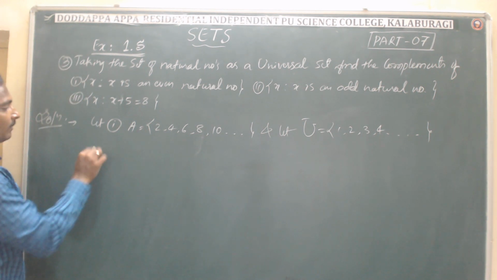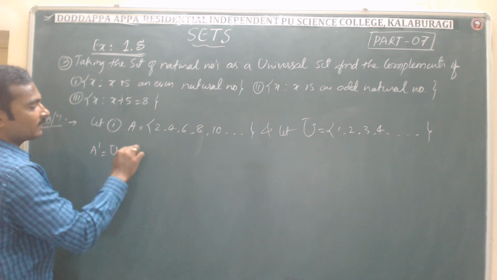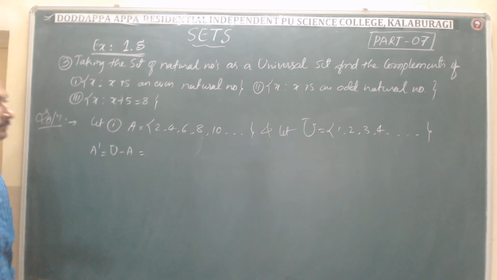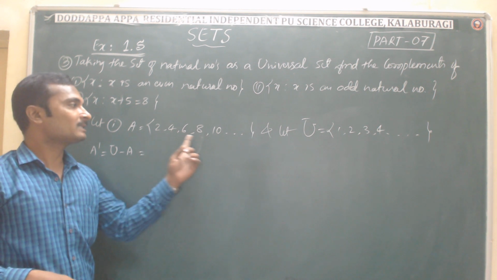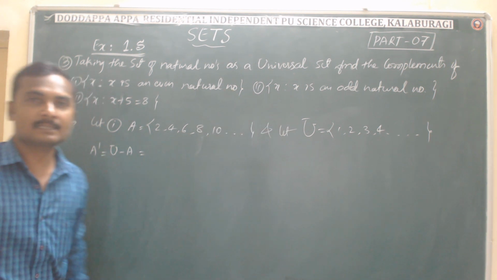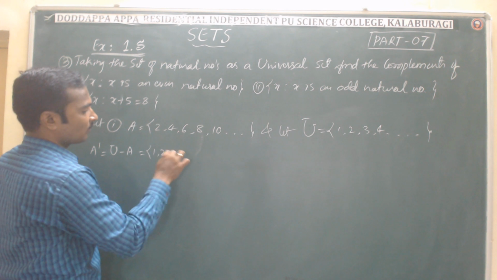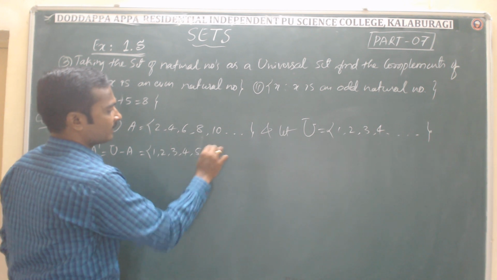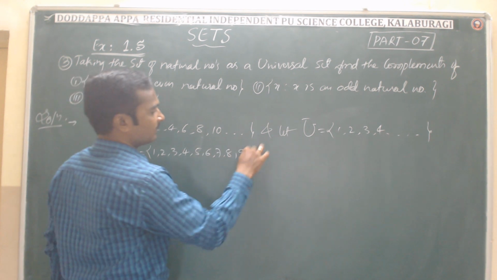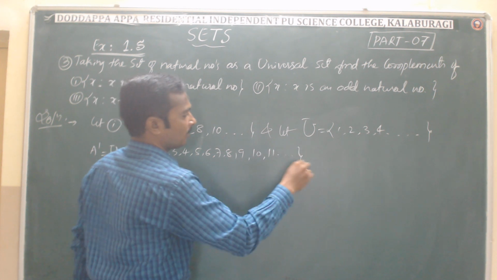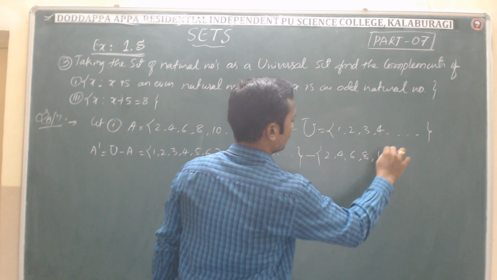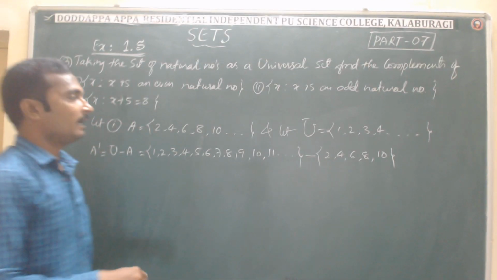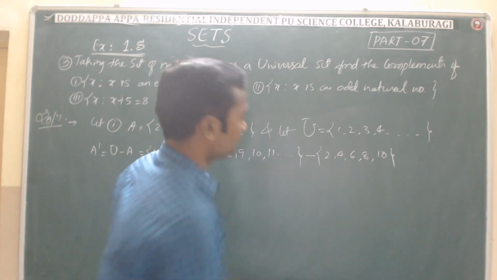So let us find A complement. A complement is U minus A. You can observe that if you remove all the 2, 4, 6, 8, 10 from the universal set, that is 1, 2, 3, 4, 5, 6, 7, 8, 9, 10, 11 and so on, and the set A is 2, 4, 6, 8, 10 and so on.